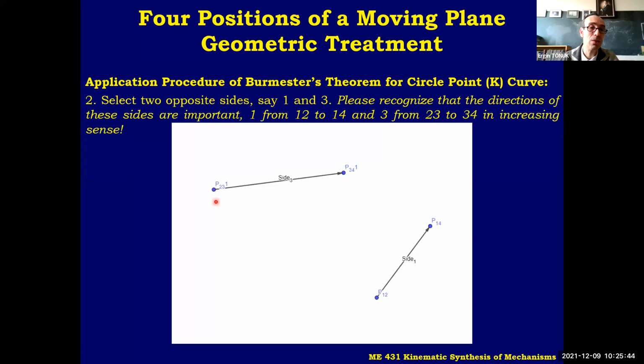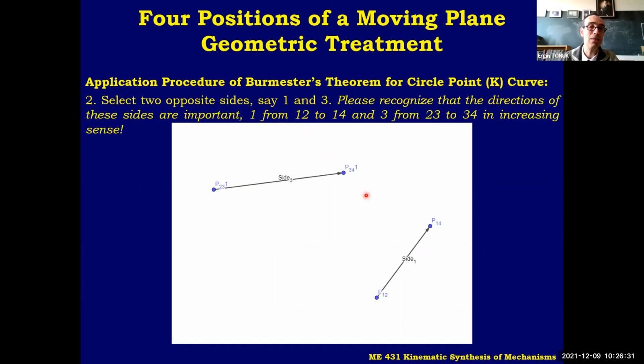Why increasing? Well, for this one, 3 is common, from 2 to 4 increasing. For this side, 1 is common, and I'm saying 2 to 4. It's just up to me, okay? You could do anything, but just put arrows to remind you that they are directional, because you're going to do certain things based on the direction you select, okay? Selection is fully arbitrary, but please do select them, okay? So this is how we apply item 2, select 2 opposite sides.